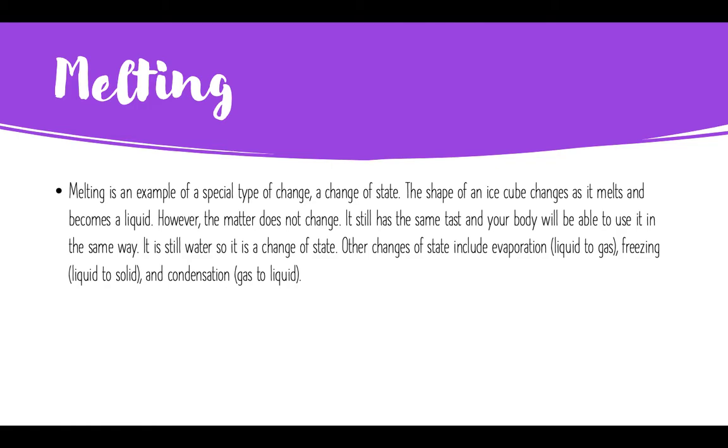Melting is a very important part, and we're going to talk about this. Melting is an example of a special type of change, which is a change of state. They always use this example, and I think it's a good one. The shape of an ice cube changes as it melts and becomes a liquid. Think about going to your freezer and getting a piece of ice. That piece of ice is going to change over time. If you leave it sitting out, it's going to change as it melts.